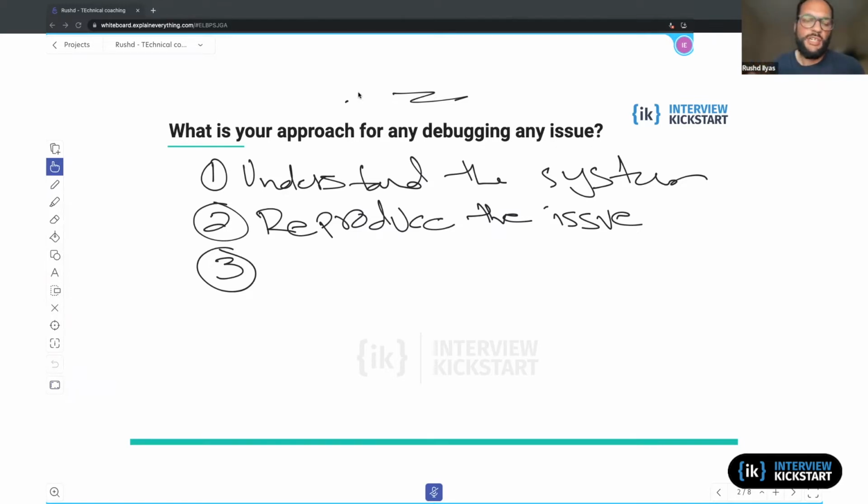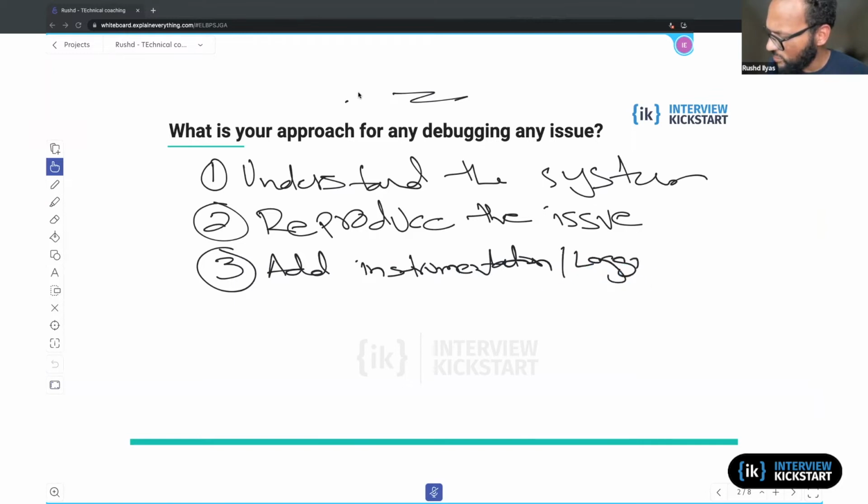or add debug information, or add instrumentation, depending on your system, depending on your application, depending on what kind of system you are working on. So let's call this third step: add instrumentation, or logging, because once you have that, it becomes much easier to track what happens, what the sequence of steps is until the issue is reproduced.